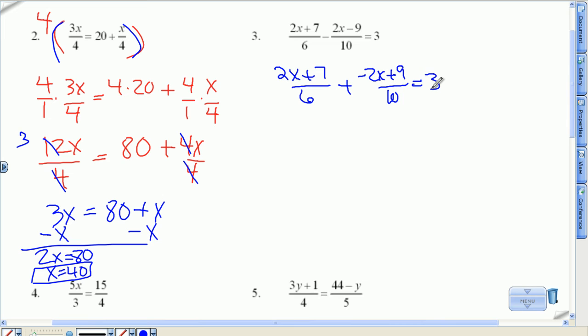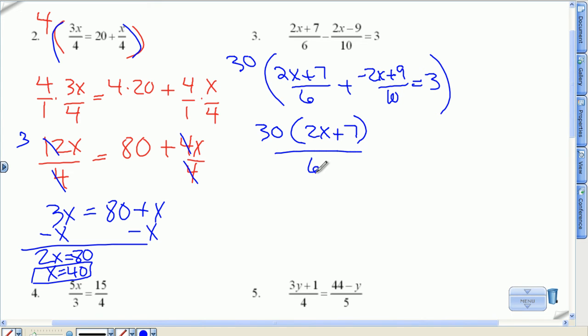Alright, so question is, of course, what is the least common denominator? I got a 6 and I got a 10. What do you think it is? You can use any common denominator, so you could use 60, but that is not the least common denominator. So, how about we do 30? This becomes 30 times 2x plus 7 all over 6, and 30 times negative 2x plus 9 all over 10 is equal to 30 times 3.